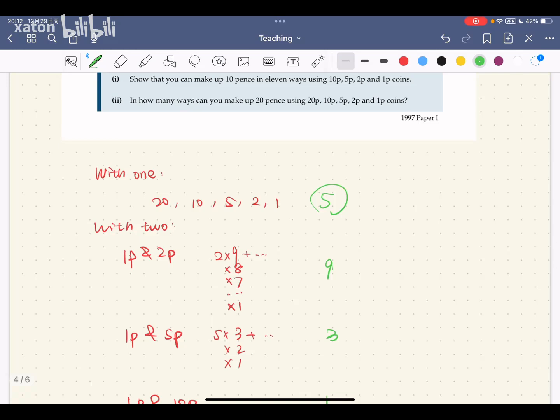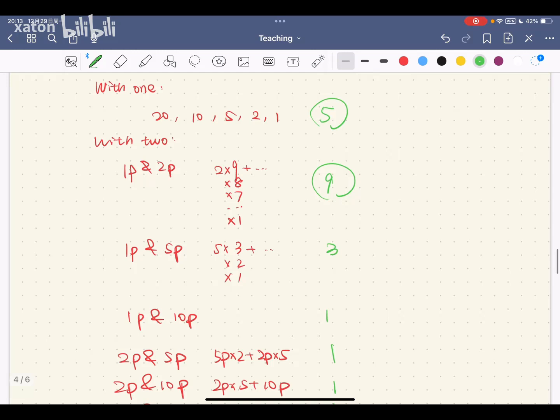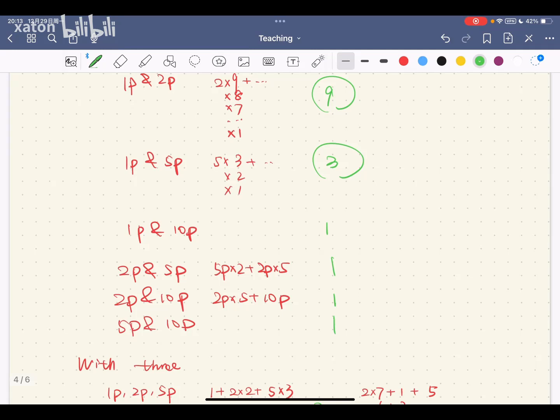With 2 kinds of coins, if you use 1 penny and 2 pence, we are using the same approach. We count the number of 2 pences, so there are in total 9 ways of doing that. If it is 1 penny and 5 pence, we still use that. There are possibilities of 3 5-pences, 2 5-pences, 1 5-pence. The other we use 1 penny to fill the remaining part. So there are 3 possibilities. And about 1 penny and 10 pence, the only way is 10 1-pennies plus 10 pence. That's all.